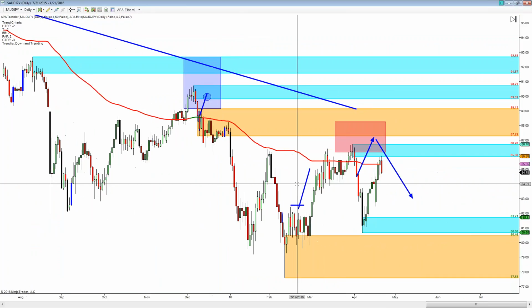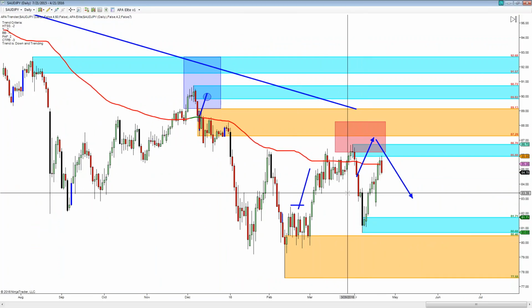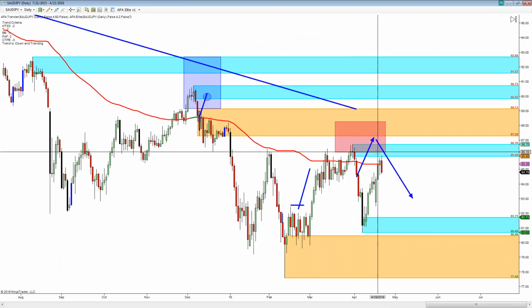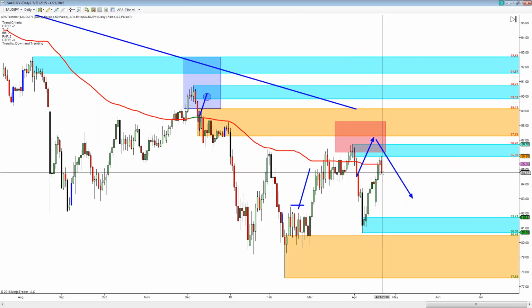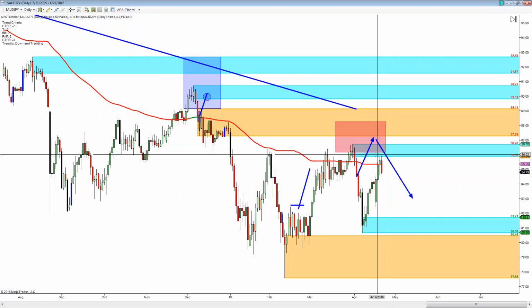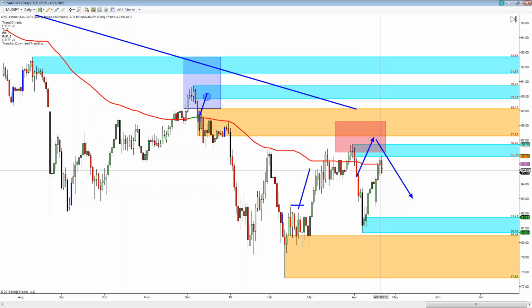And as you can see, Gabe has some highlighted areas here on the daily. Looks like we just kissed this daily supply zone here. We got a reaction off of it. I don't know if we're going to close below the candle that happened prior to it yesterday. But we got a nice red candle, nice reaction off this daily supply zone.